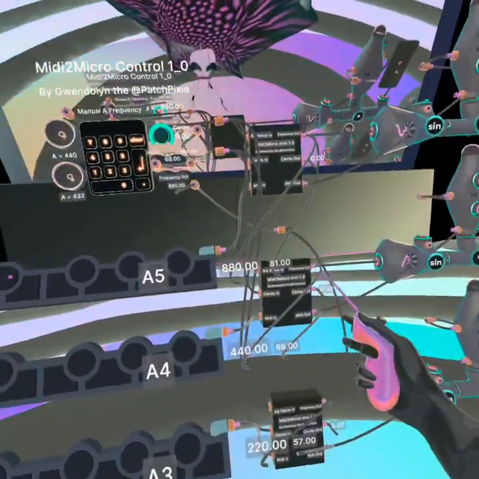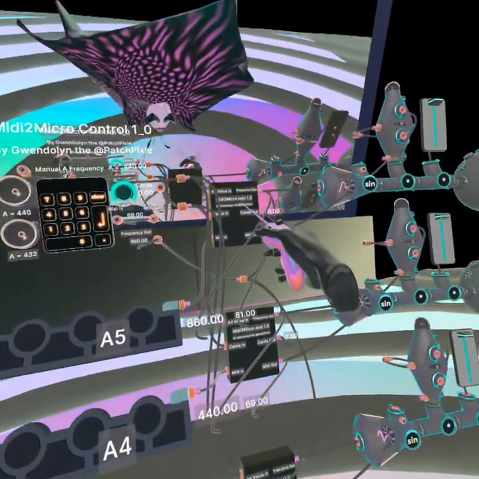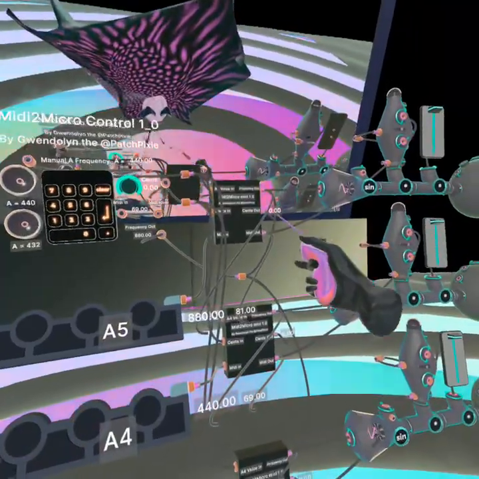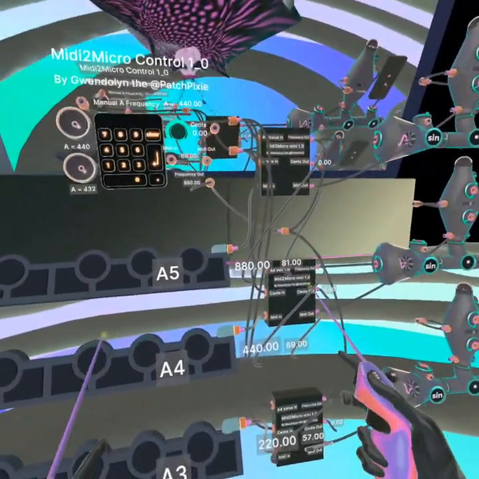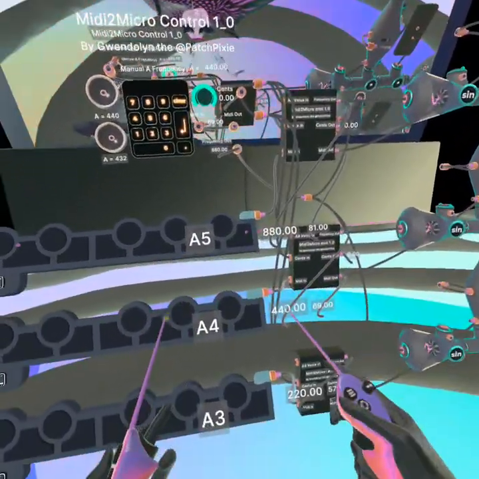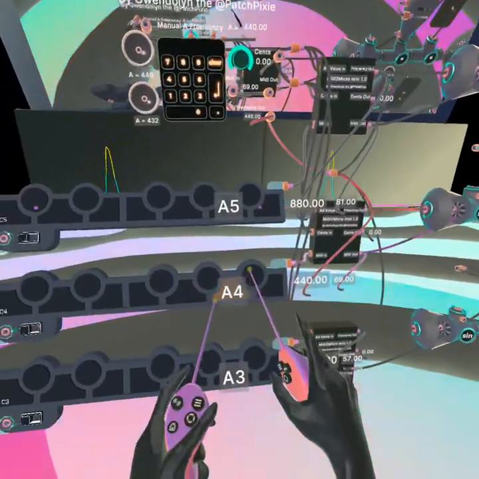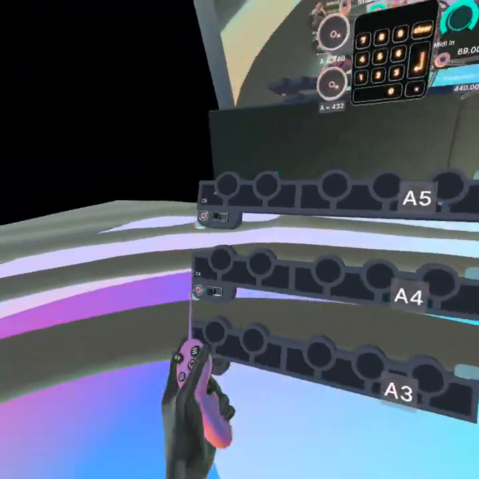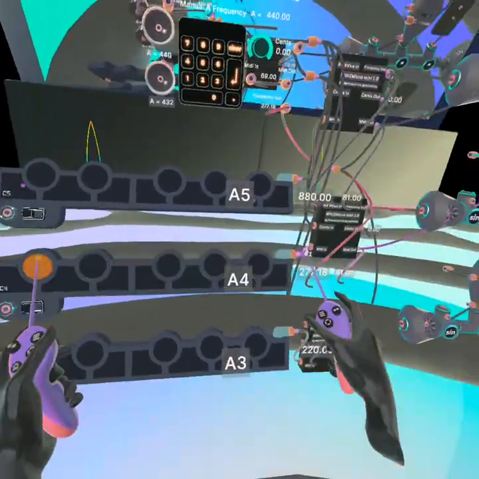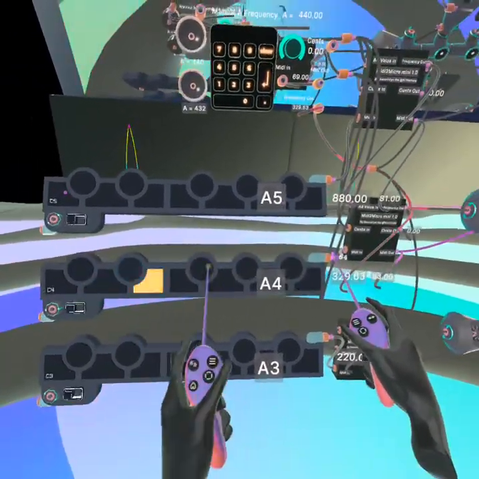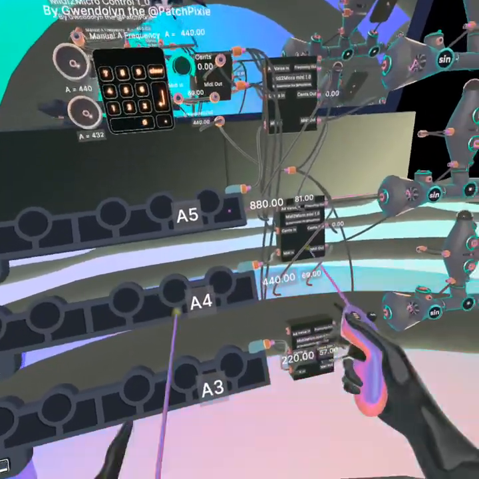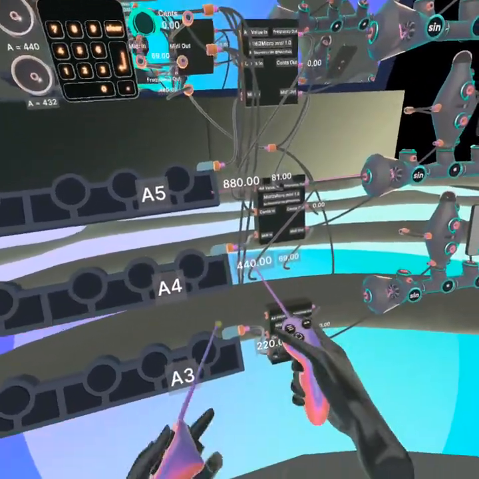This is a new device I just made, the Midi2Micro. It takes a MIDI number and converts it to a frequency based off of a couple things. So keyboards generate MIDI numbers. A4 is 69, middle C is 60. Each half step goes up one number. So A4 is 69, and in standard tuning, most people go A440.